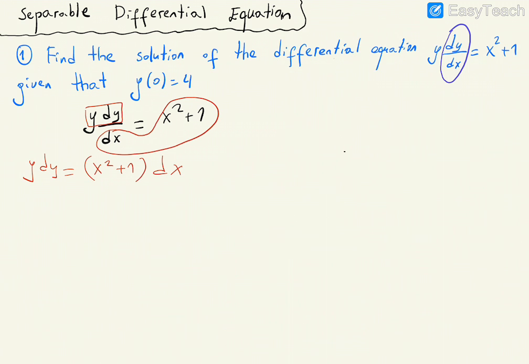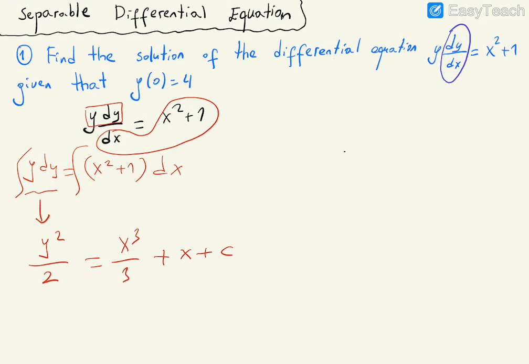Once you get this form, immediately take an integral. When you take an integral for the first one, what do you get? y squared over 2 equal to x to the power of 3 over 3 plus x plus c. Don't forget about c, because my whole idea here is to get the c and then write it in the form of y and x and plus c.